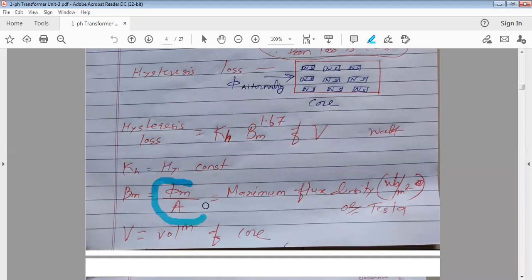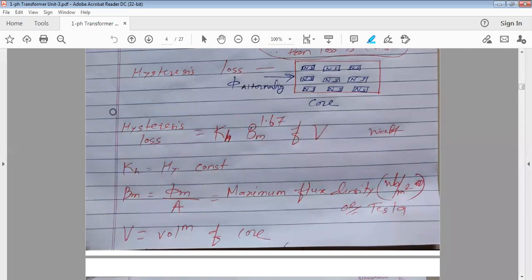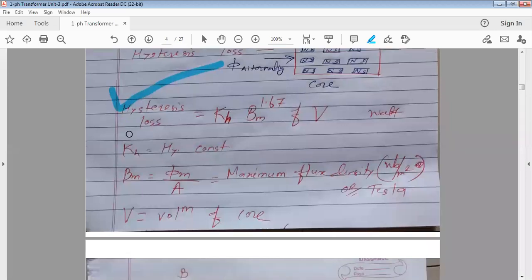Supply voltage constant, flux will be constant, flux density will be constant. If flux density is constant, hysteresis loss is constant, provided V1 is constant. And that is the case practically in all applications. V1 is constant. Okay, this is about the hysteresis loss. Now, how can you minimize this hysteresis loss? Obviously every loss should be less, that is expected. So to minimize the hysteresis loss, what is done?